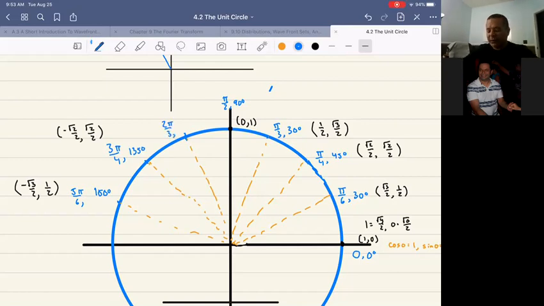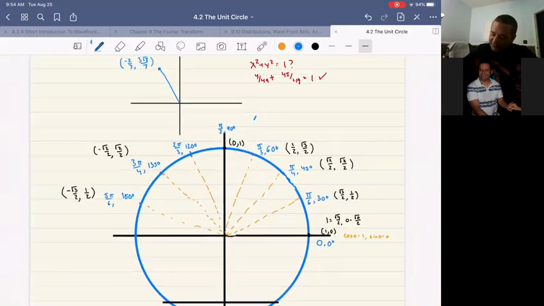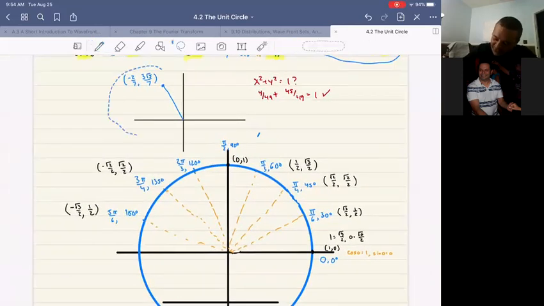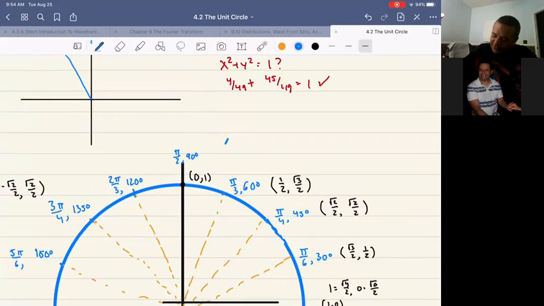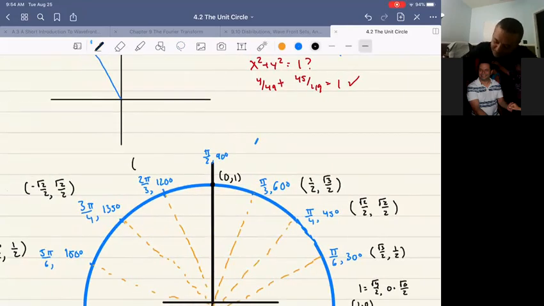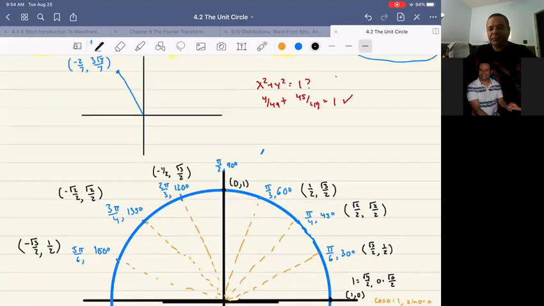Or, let's see. This one was wrong. That should have been 120. Sorry about that. Just noticed. And the reason I noticed is because I was like, okay, pi over 3 times 2 is 120. And the point on this circle is going to be negative 1/2, square root of 3 over 2.